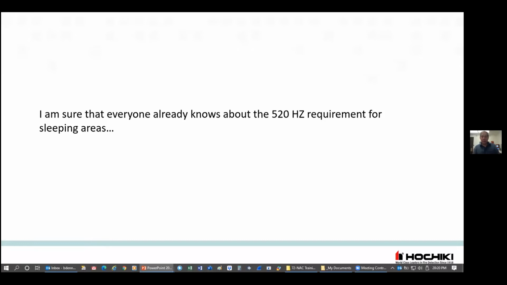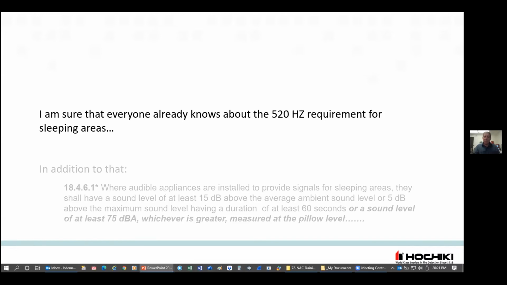And they did a lot of research, and they found out that 520 hertz is ideal for waking people who are asleep. 520 hertz is a lower frequency than what your typical horns provide. So for sleeping areas, 520 hertz is automatic. But there's another requirement too.